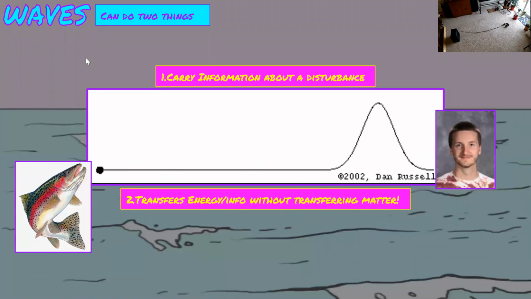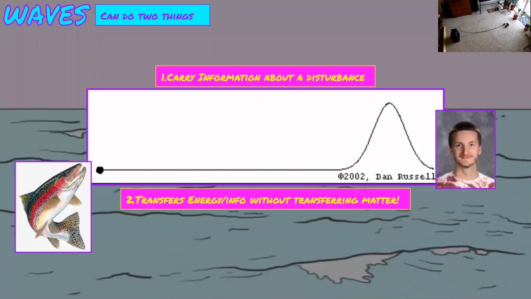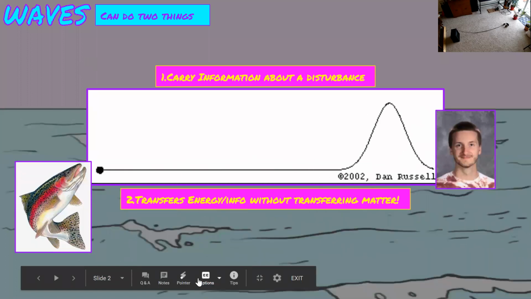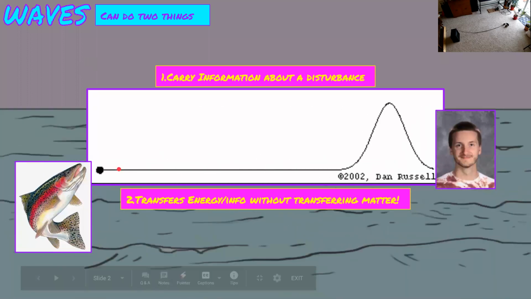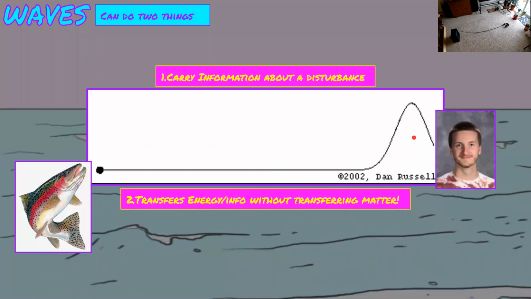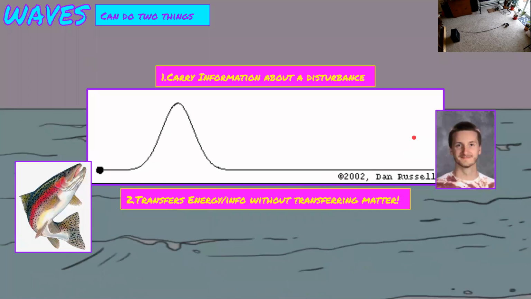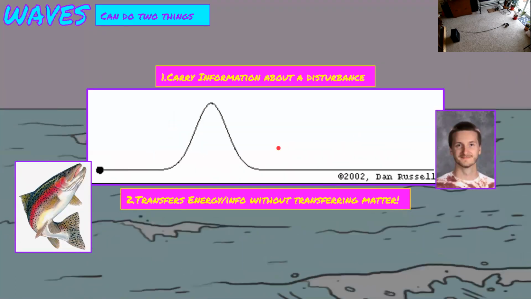Waves can do two things. The first thing that they do is they carry information about a disturbance. So for example, this trout that's on the other end of my fishing line here is going to cause a disturbance in the fishing line, and that's going to send information to me over here about that disturbance. Because I felt a disturbance in the line, I know that there's a fish on the other end.